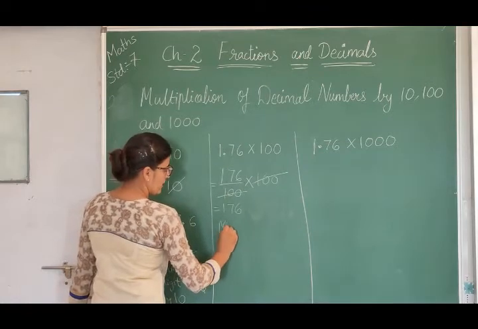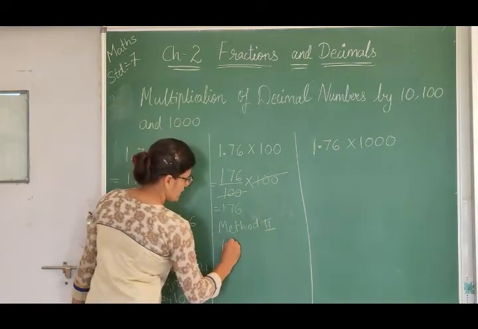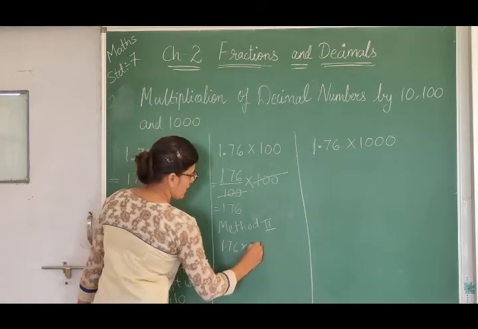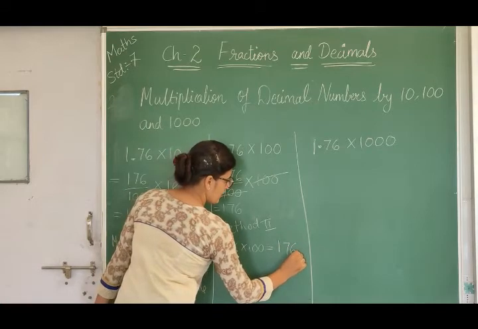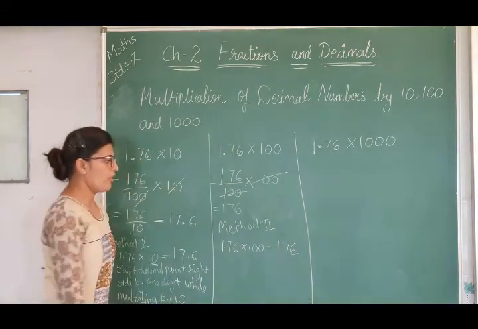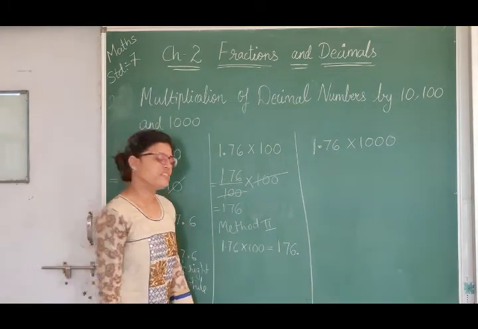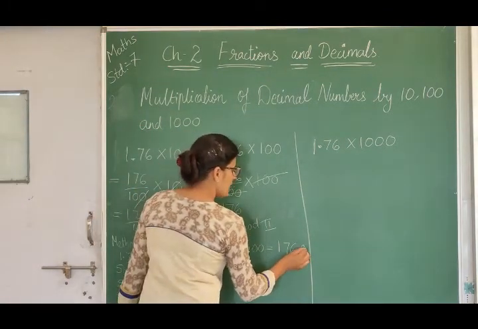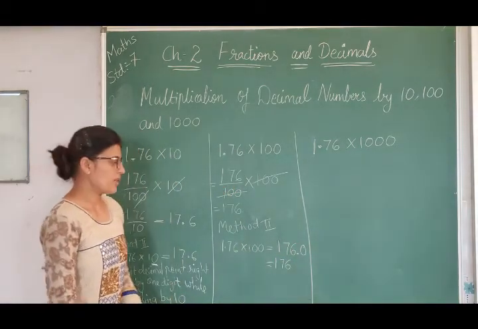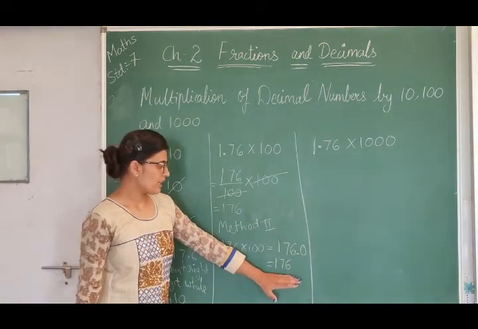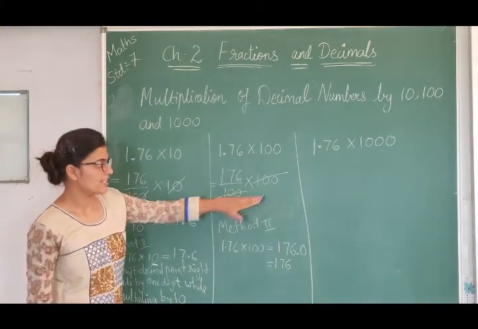So the required answer of method two: 1.76 multiplied by 100 will be equal to 176. After that it is point, and we don't have any number after the point, so we will simply put 0, and this can be written as 176 only. Yes, you can see 176 you can get by this method also, and 176 you are getting by this method also.